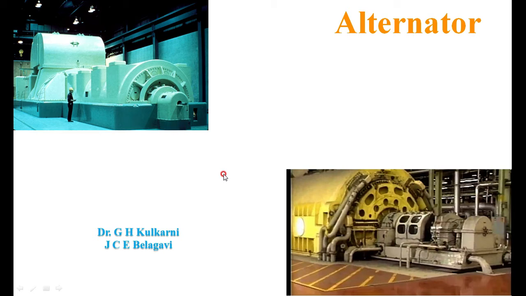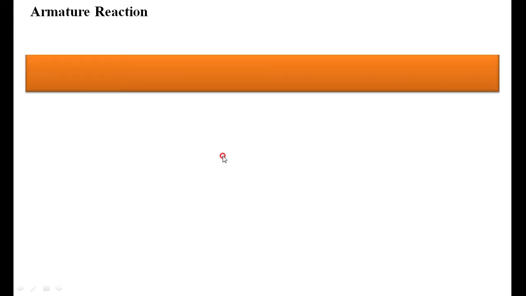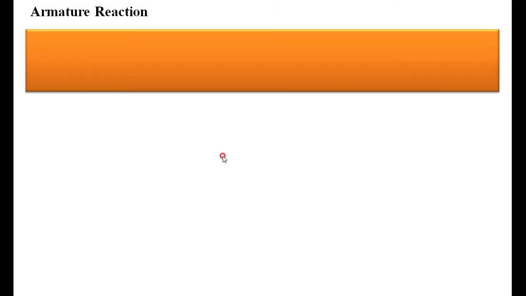Continuing with armature reaction of the armature current in an alternator. We have seen in the last class that there is an effect of the armature flux on the main flux. They have a different effect because of different types of load.